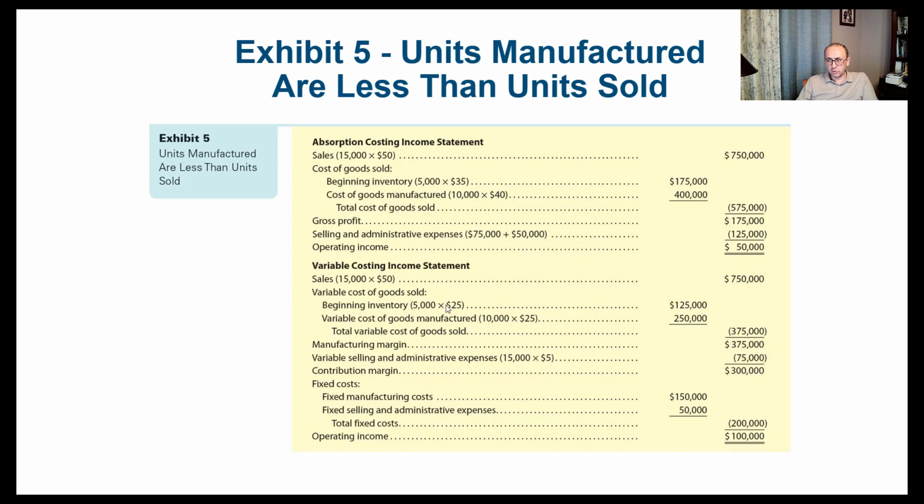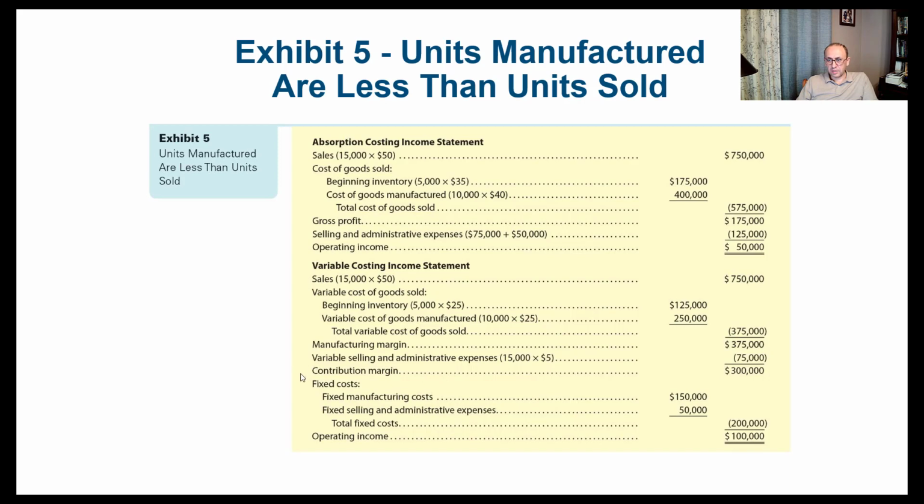So we take the beginning inventory plus the variable cost of goods manufactured. With the 5,000 and the 10,000 units, both at $25 each, we get 125,000 and 250,000. We get the total variable cost of goods sold, which is 375. Subtracted from the 750, we get a manufacturing margin of 375,000. And that's the first step.